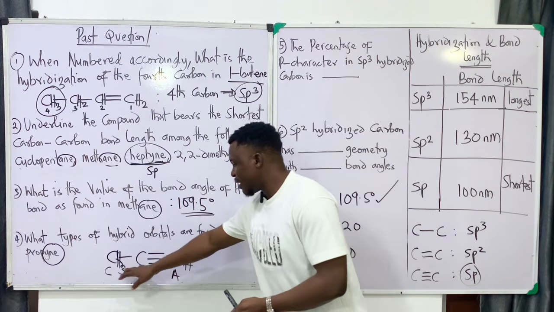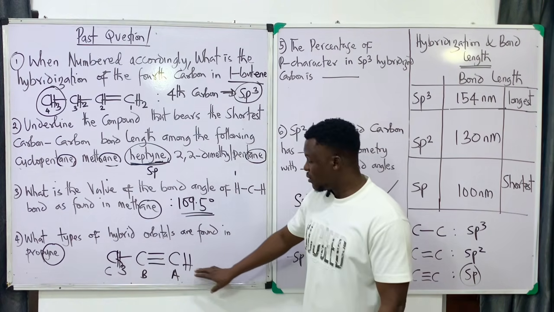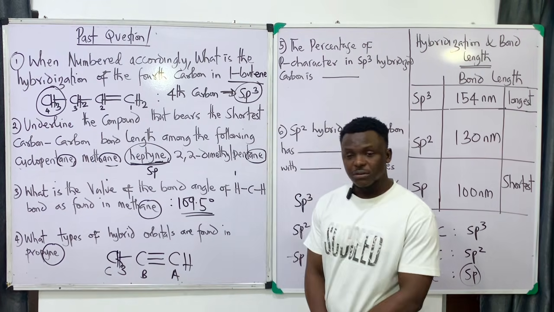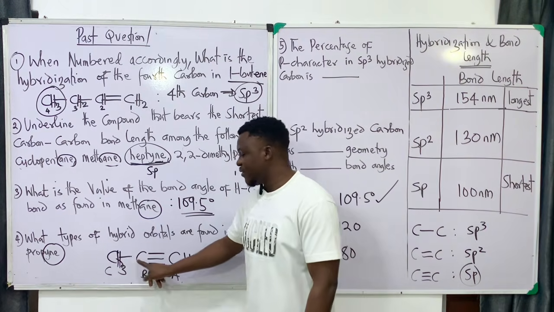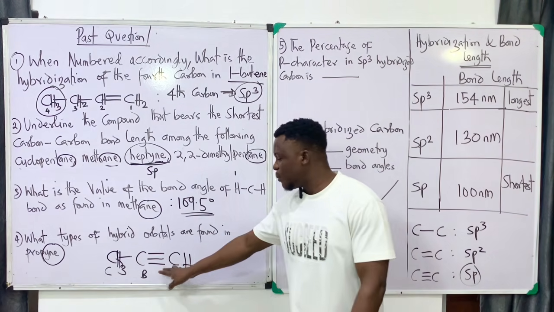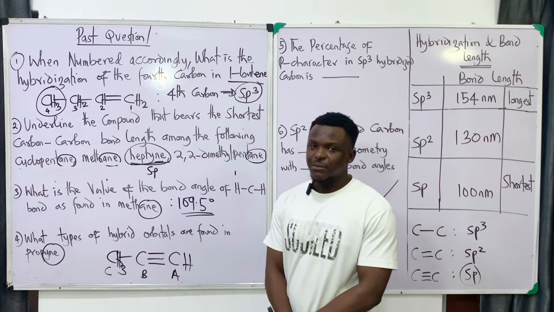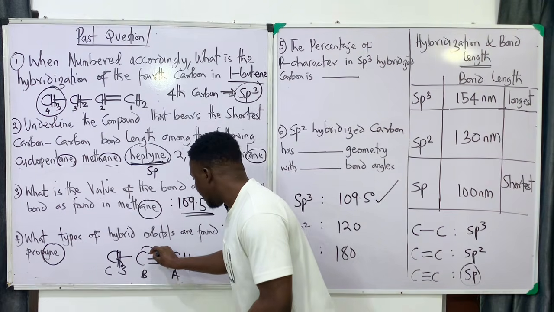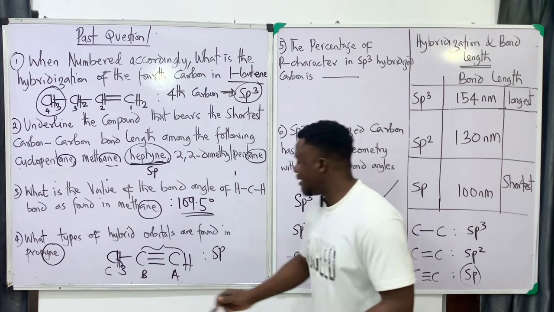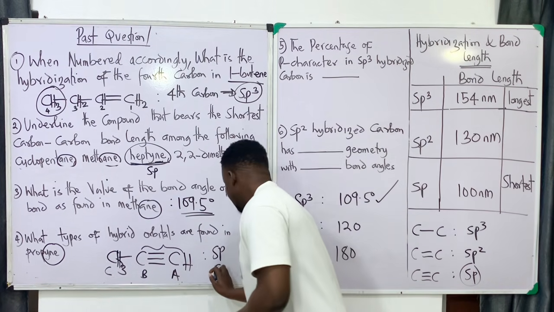So look at this. In this compound we have 3 carbons. Out of these 3 carbons, 2 of them, carbon A and B, have a triple bond. Carbon C does not have the triple bond. So you see that we have 2 types of carbons here: a triple bonded carbon twice, and a single bonded carbon. These 2 triple bonded carbons are sp hybridized, and this carbon here, which has neither a triple bond nor a double bond, is sp3.